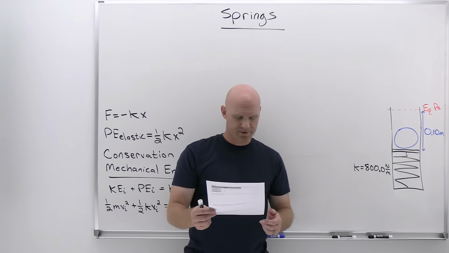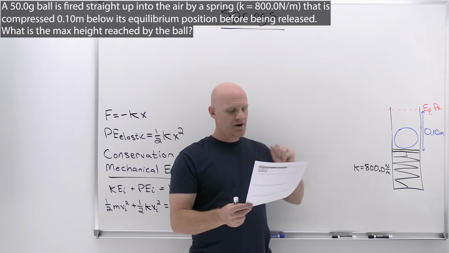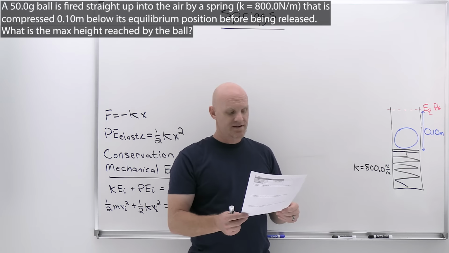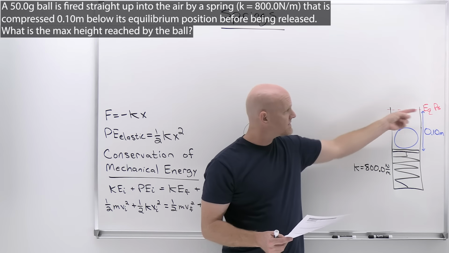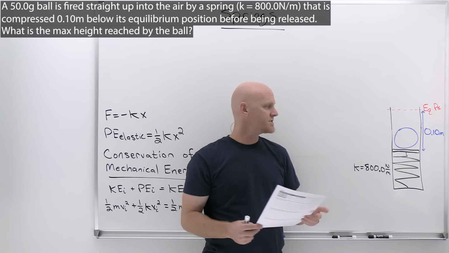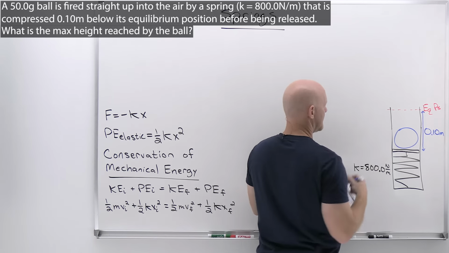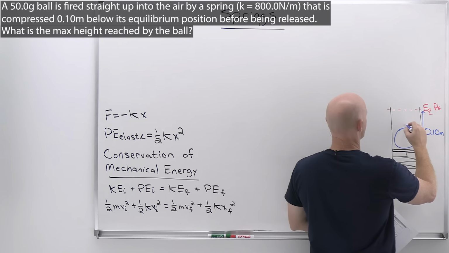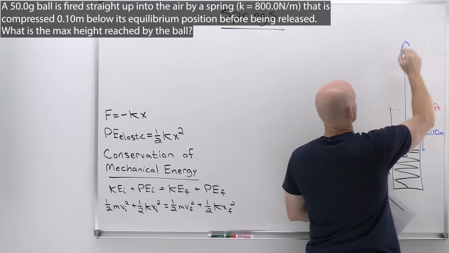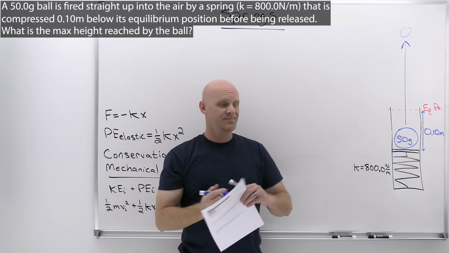Okay, so the last problem here says, a 50.0 gram ball is fired straight up into the air by a spring, with spring constant given as 800 newtons per meter, that is compressed 0.1 meters below its equilibrium position before being released. What is the max height reached by the ball? So we've got a compressed spring here, it's going to be released, and it's going to fire this 50 gram ball up into the air. We want to know what is the max height actually achieved by that ball. That's the question.